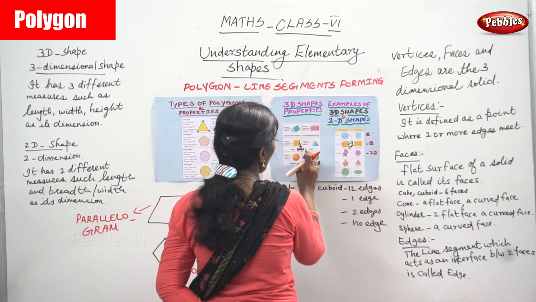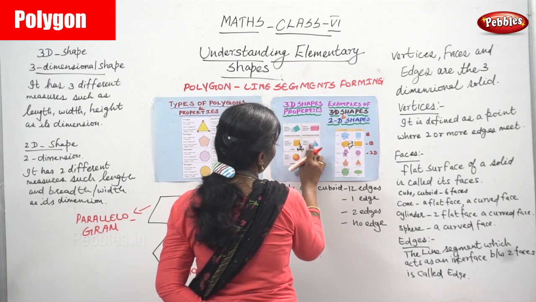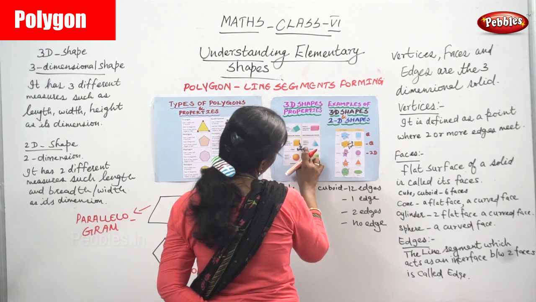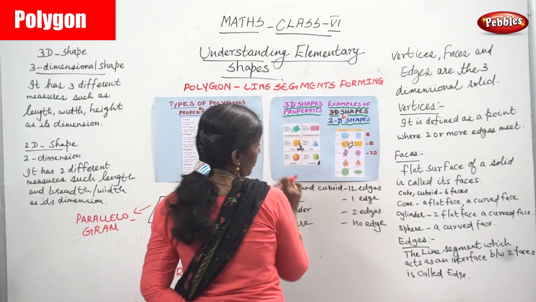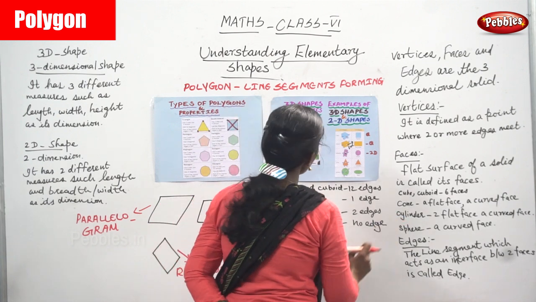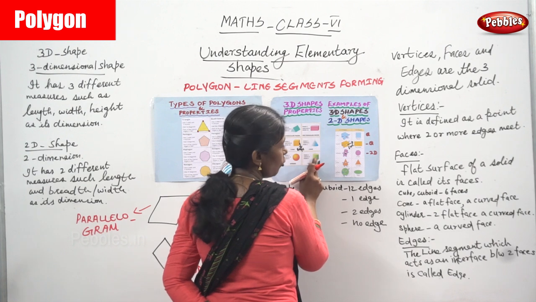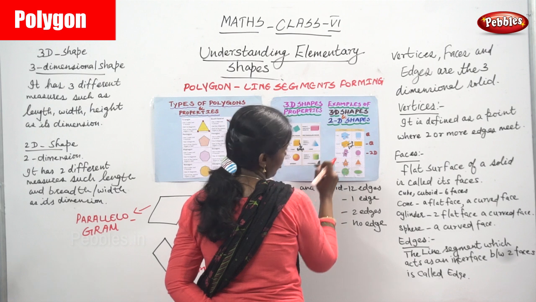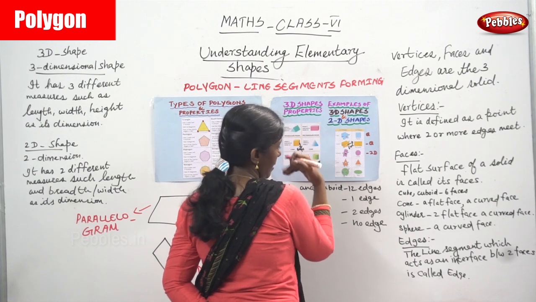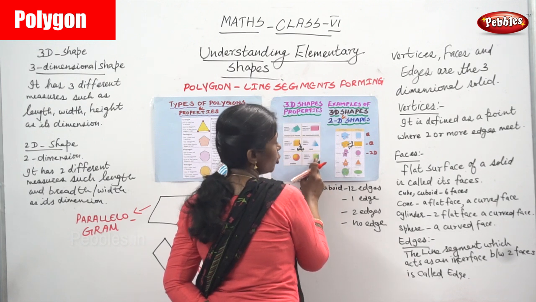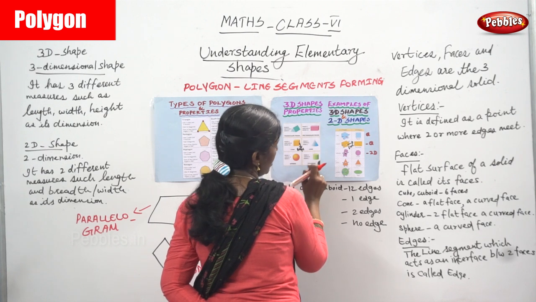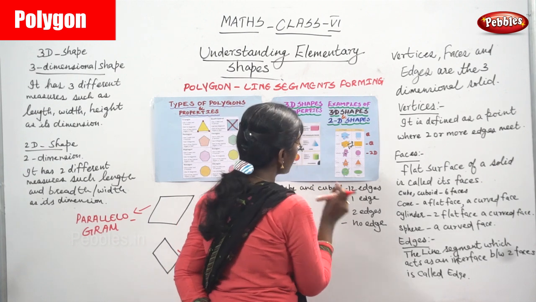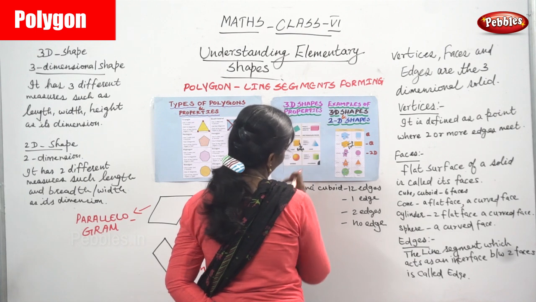How many faces does a cone have? Faces 2, vertices 1, and edges 1. And one more is a cylinder. A cylinder has 2 flat faces and a curved face. This is a flat face, the opposite side is also a flat face. So 2 flat faces and a curved surface. And a sphere is nothing but a curved surface, that's it.